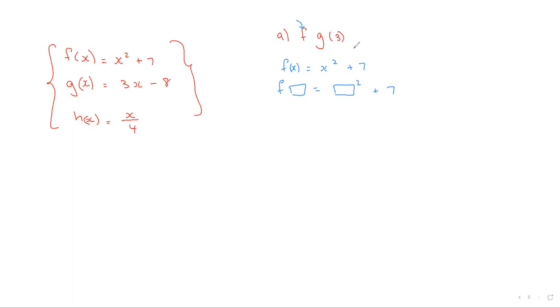Then, where I once had that box, I'm going to replace it with g of 3. So everywhere I have x, I'm going to put g of 3. Now, what is g of 3? On the side, I could find g of 3, which simply means that everywhere I have x in g of x, I am going to replace the x with 3.